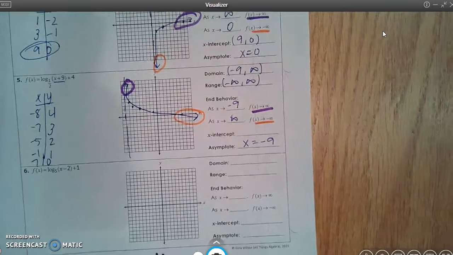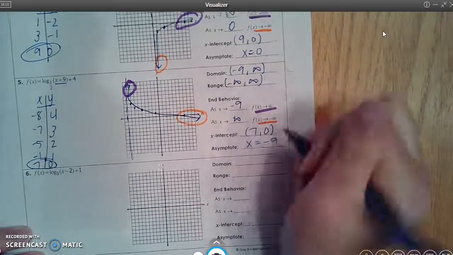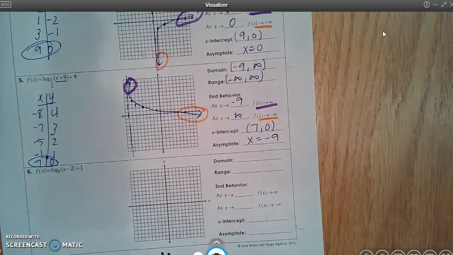Last but not least, we are trying to find the x-intercept, and that's when y equals 0, and that happens at (7, 0). The end behavior is going to be the hardest part, so please try your best to figure that out.